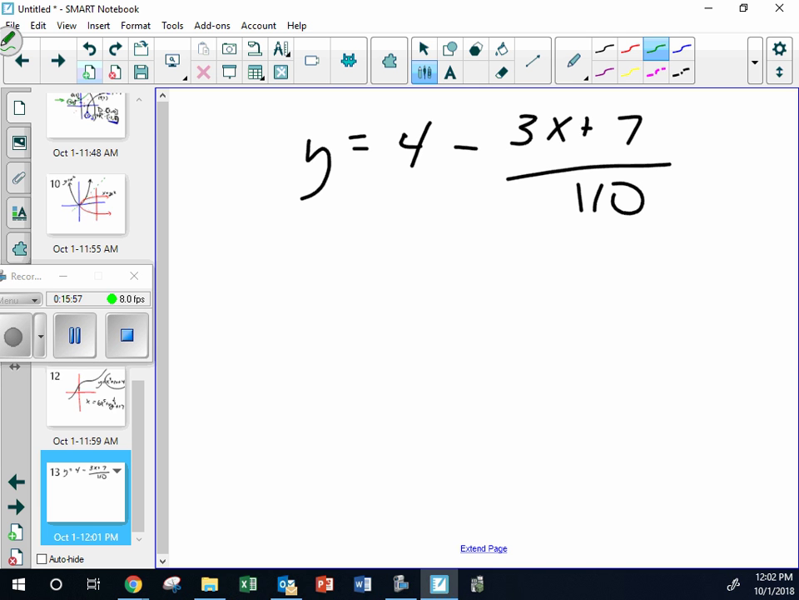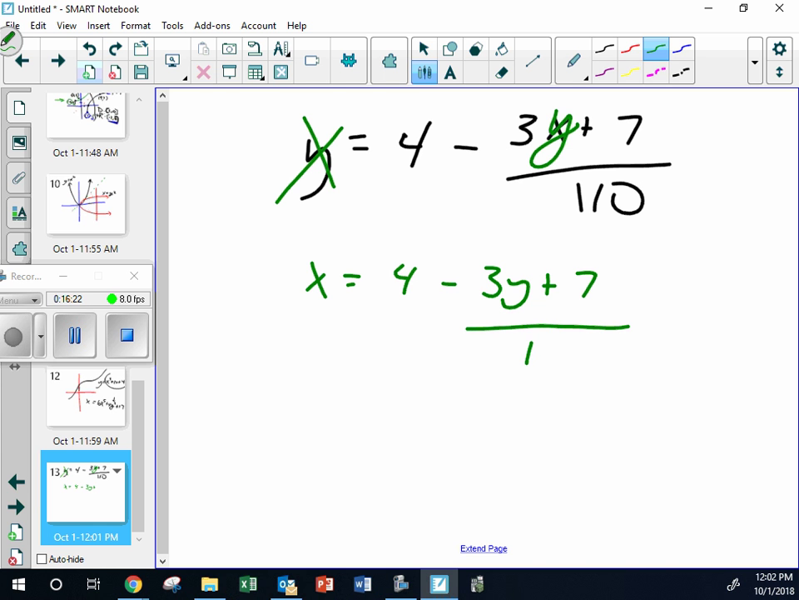What? Kind of. Do something first. Can anyone help them out? Yes, I can tell you we're onto it. Switch X and Y, and now solve for Y. All right, this is going to be a bit of a pain, but this is the question. X equals 4 minus 3y plus 7 all over 10. Hint, first thing I would do, okay, sorry, let's make it just 10 instead of 110. You're right, I had 110.